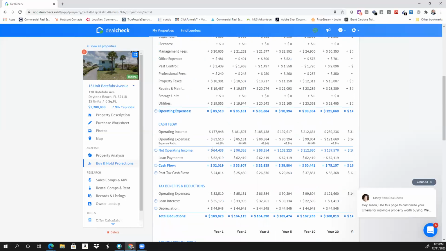So you could say, or the evaluation. You might not know the price yet, and you're trying to figure that out. Well, if you get the NOI, the net operating income, and you know it's 94,438, and you know that the cap rate around in that market is an 8 cap, you divide that net operating income by 0.08.